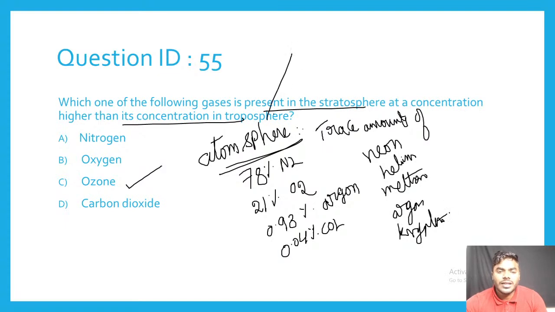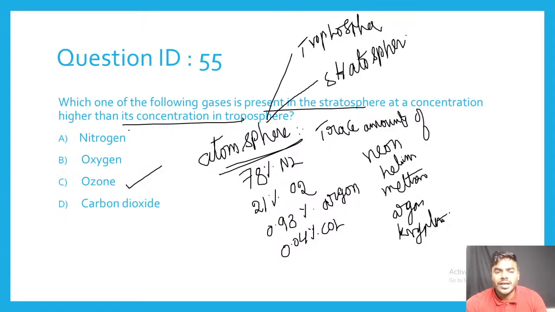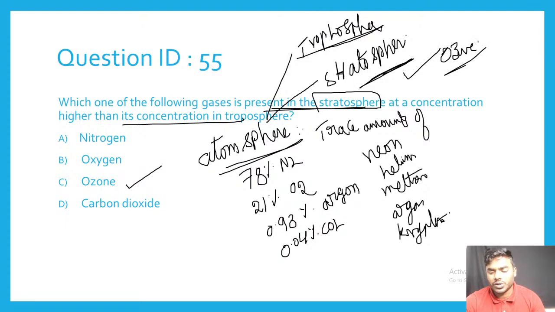And you know very well the atmosphere contains what, friends? Two layers, correct? One we can call the troposphere, which is the first one, and the second one we can call the stratosphere. So which one of the following gases is present in the stratosphere at higher concentration? When compared to the troposphere, the stratosphere is the one which contains more ozone. Very simple, direct question, NCERT question, to be very honest.